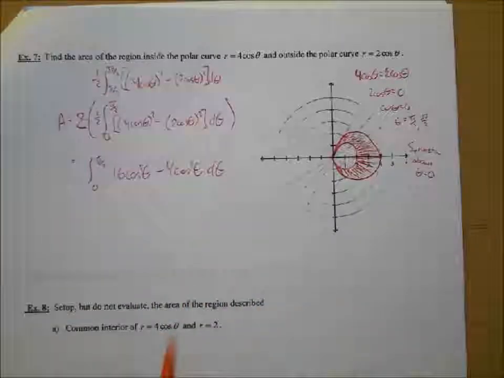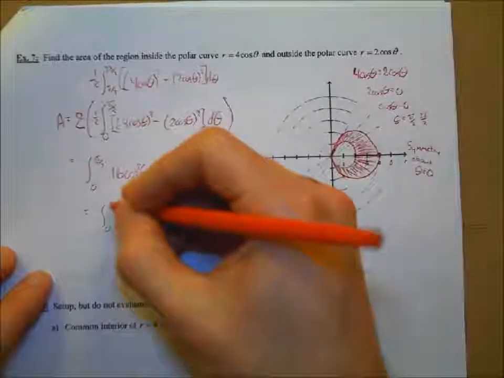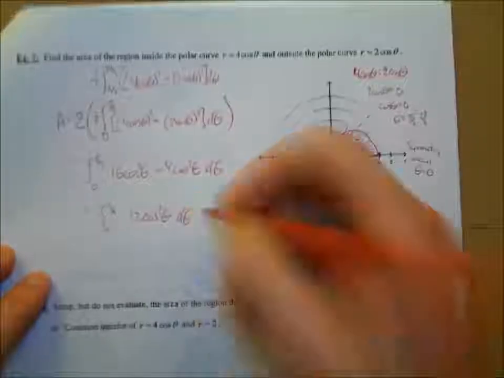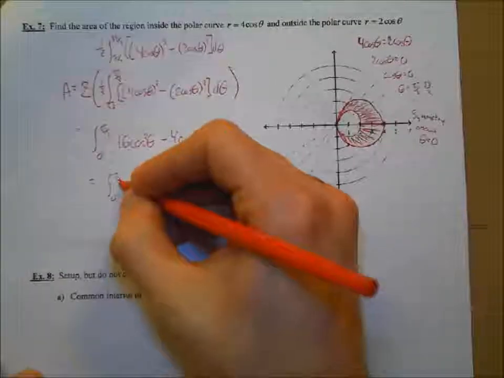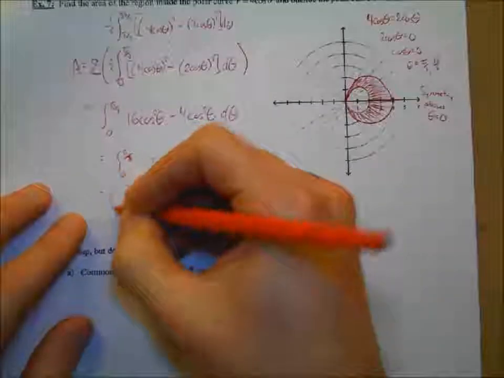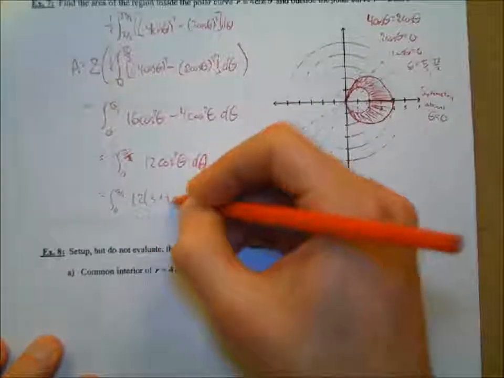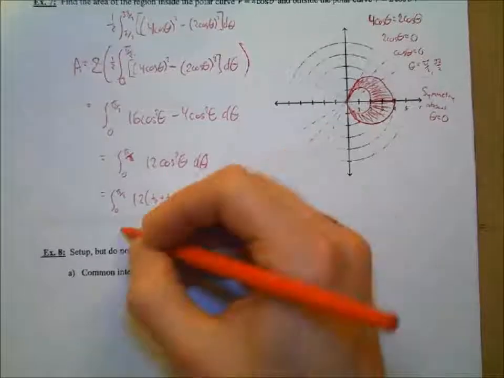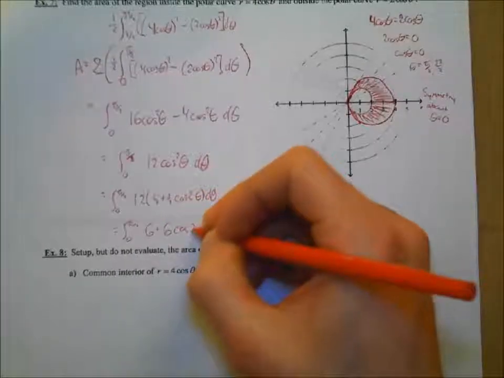But back to this. We can now combine like terms here. And so 16 minus 4 is 12 cosine squared theta d theta. I guess it's supposed to be a pi over 2 there, so make sure I write that out. At this point we're going to have to use that identity: cosine squared is 1/2 plus 1/2 cosine of 2 theta. Distribute the 12 and you get 6 plus 6 cosine of 2 theta d theta.